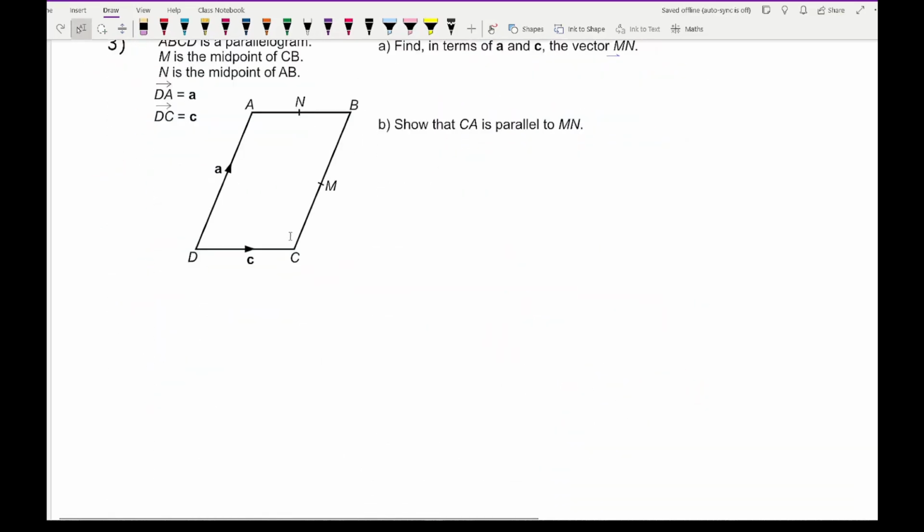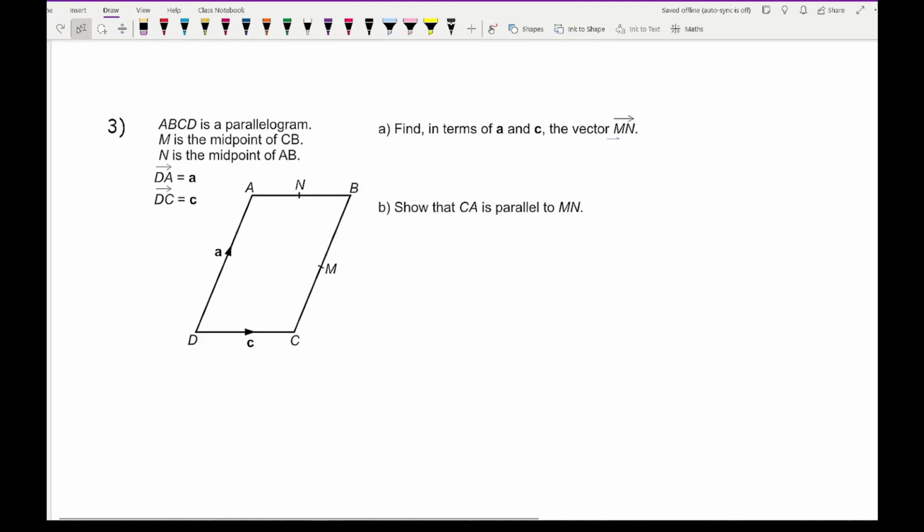Then moving on to question 3, it says that ABCD is a parallelogram. M is the midpoint of CB, N is the midpoint of AB. It says D to A is A and D to C is C, which has been labelled on the diagram for us. So for part A, it says find in terms of A and C the vector from M to N. So let's first of all make a note of this.